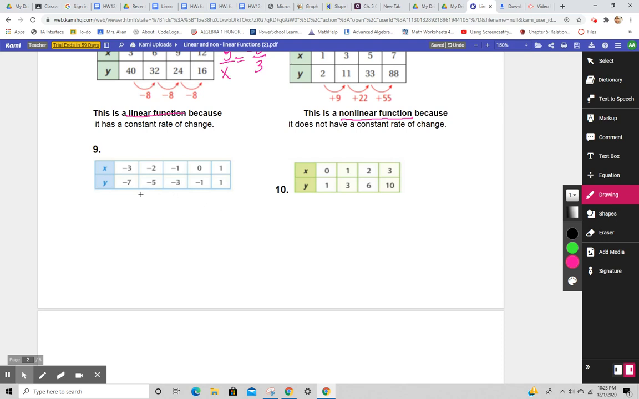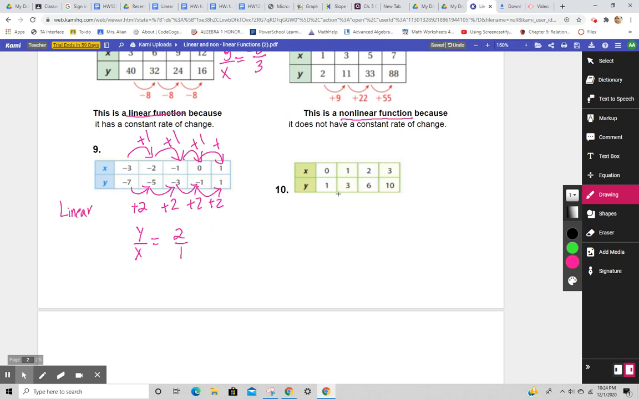So let's look at this one here. See how the y's are changing. So add 2, add 2, add 2, and add 2 here. Let's see what's happening here. Add 1, add 1, add 1, add 1. So you see change in y over change in x is 2 over 1. So it is constant. It has a constant rate. It's changing at the same rate. So this is linear. This is a linear function. When you graph it, you will get a line.